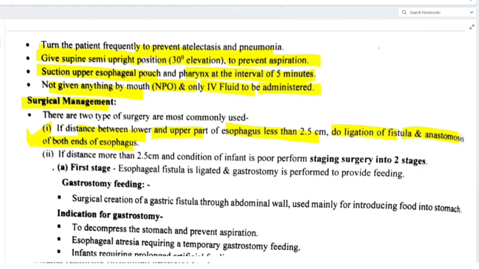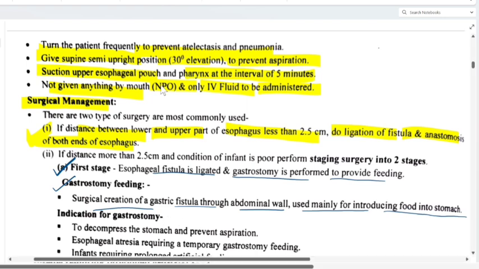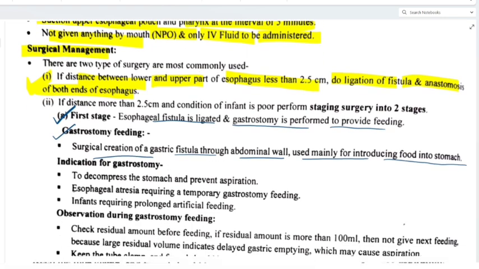First stage, esophageal fistula is ligated and gastrostomy is performed to provide feeding. And gastrostomy feeding, see, is surgical creation of a gastric fistula through the abdominal wall, used mainly for introducing food into the stomach, because if you are not introducing any food, that stomach will be collapsed, decompressed, right? So that's why we are doing gastrostomy here. See in the indication part, it is written to decompress the stomach and prevent aspiration. Clear to all of you?